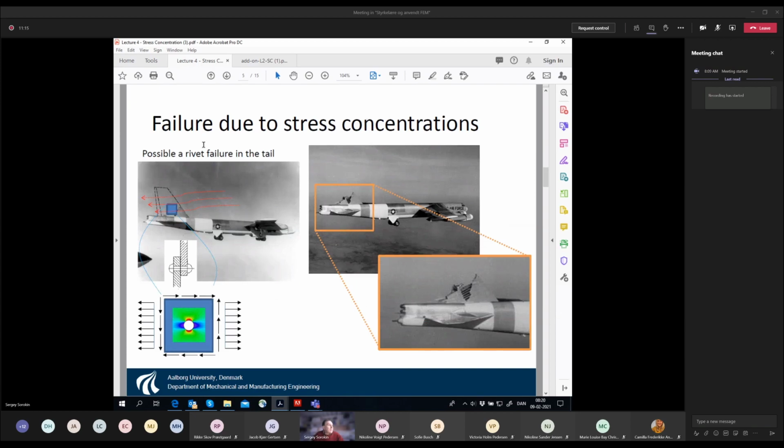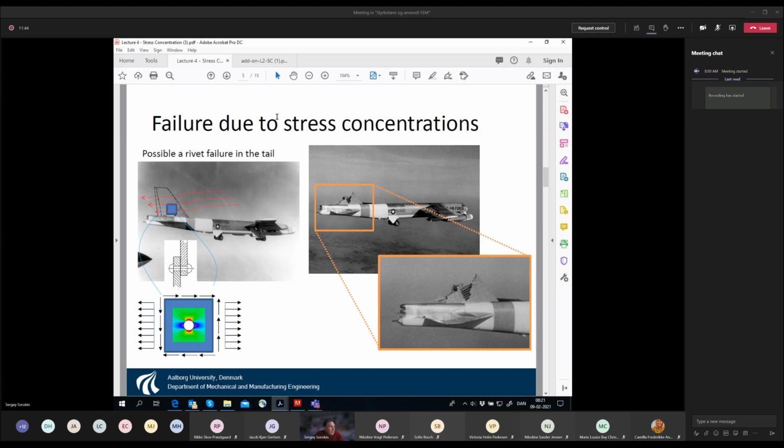So the first thing, which is very dangerous, is fatigue, and this is what we'll discuss a bit later in our course. But it's also possible that we could have immediate failure due to the stress concentration. And here, this is what could happen. This is, of course, just a test. I don't think it's something which was framed in real life.